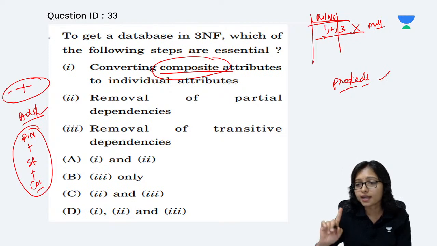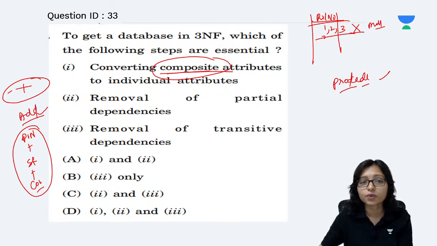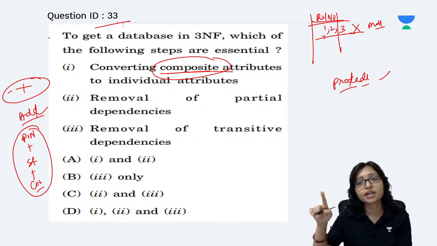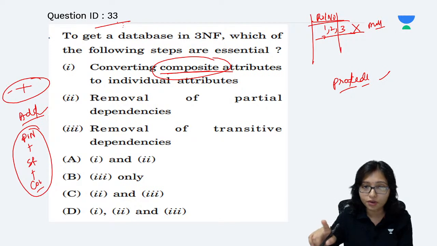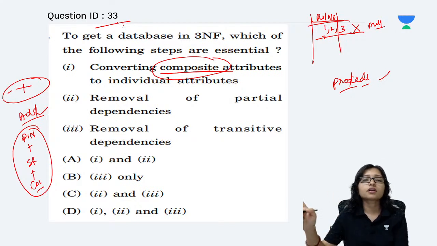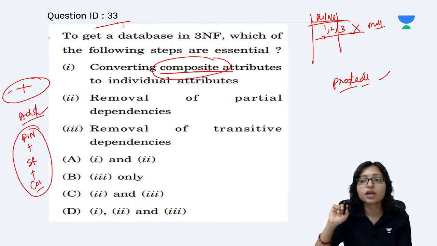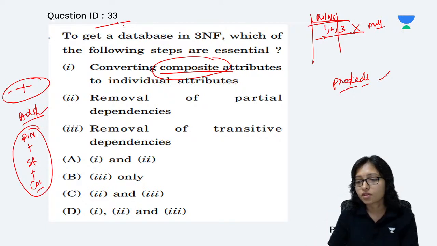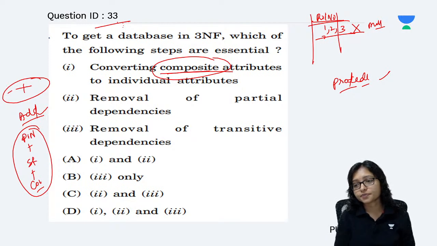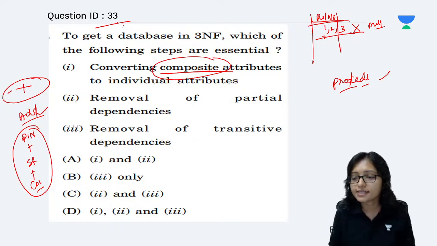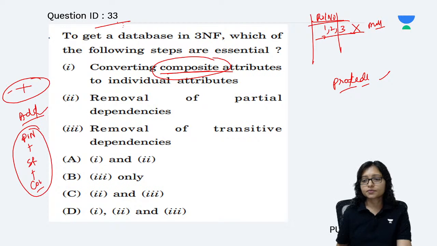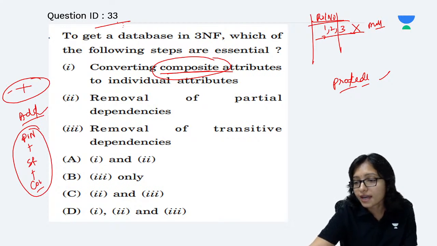Those who have doubt in this question, is it clear? You are making confusion with composite and multi-valued. Composite is different, multi-valued is different. Composite and multi-valued are not the same. Here you are making a mistake. Got my point? Is it clear now? Clear, clear.